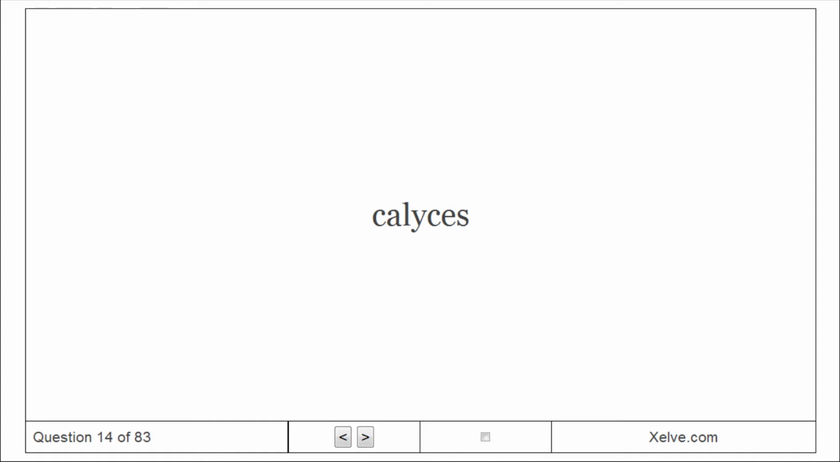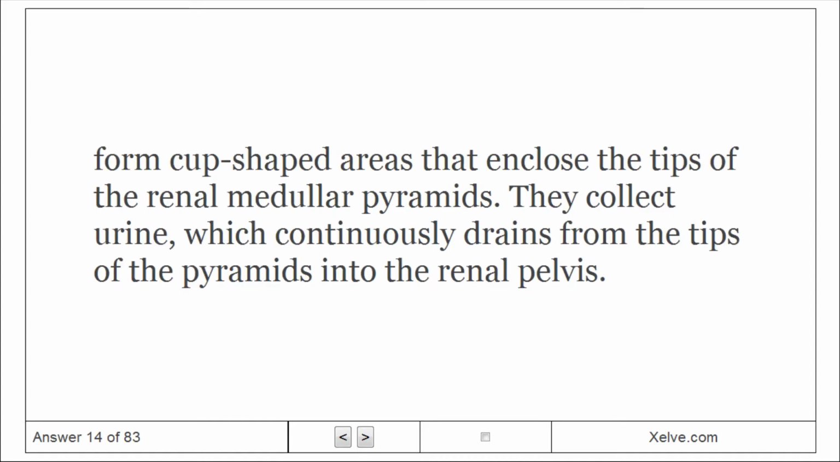Calyces. Form cup-shaped areas that enclose the tips of the renal medullary pyramids. They collect urine, which continuously drains from the tips of the pyramids into the renal pelvis.